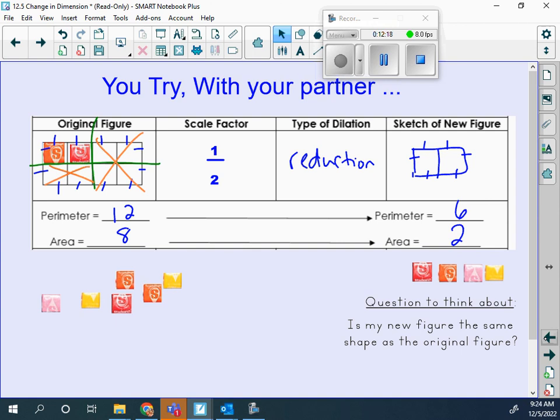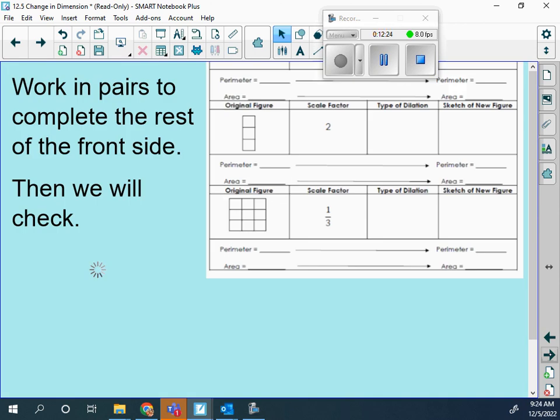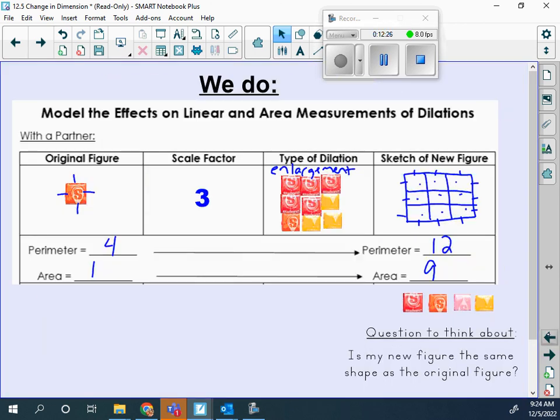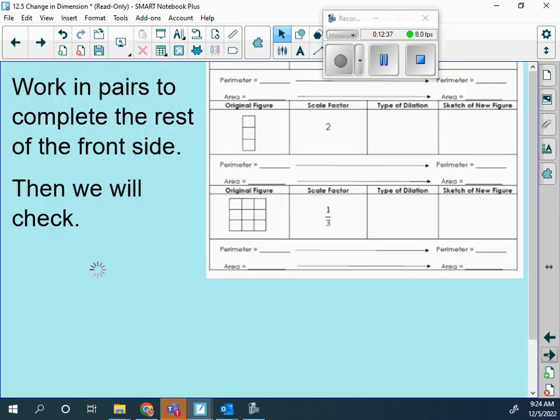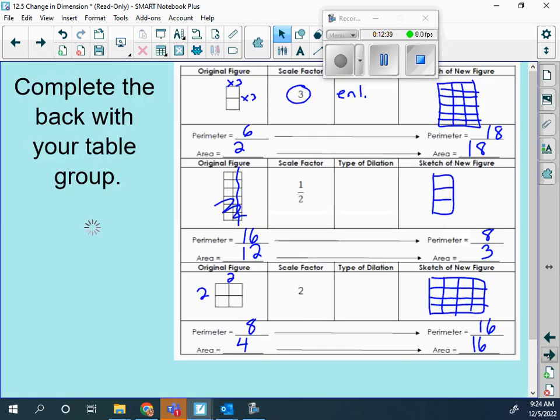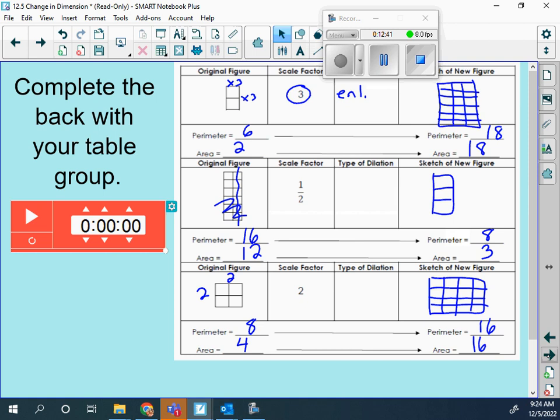When it was an area of 8, scale factor of a half, I got all the way down to 2. When the area was 1, a scale factor of 3 got me to 9. Hold up. 1 and 9. If you think you know, see if it worked on all the other ones. When we had a scale factor of 3 and the area was 2, we got to 18.